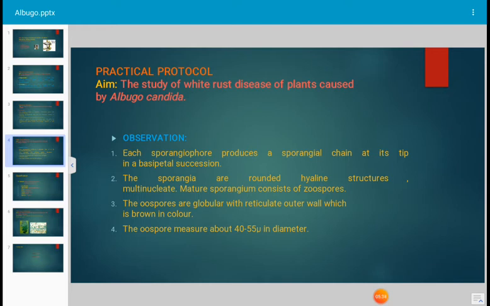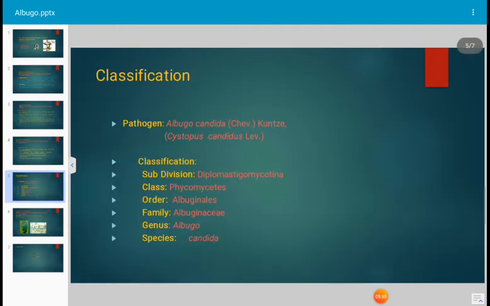All these things you can see under the microscope in the section. Oospores are seen only in the heavily infected leaf, and these heavily infected leaves fall off into the soil and again act as inoculum potential. This is the classification of the fungus Albugo candida. This fungus is also known as Cystopus candidus, and it is a member of Phycomycetes. Order is Albuginales, family Albuginaceae, genus Albugo, and species is candida.